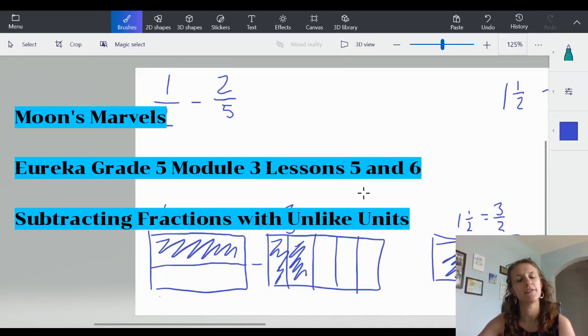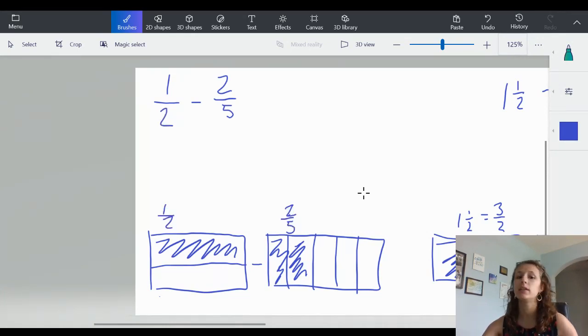Hi everyone, we're here to go over some content from Eureka Grade 5, Module 3, Lessons 5 and 6, specifically about subtracting fractions with unlike units. So we're going to look at two problems today. The first one is 1/2 take away 2/5.